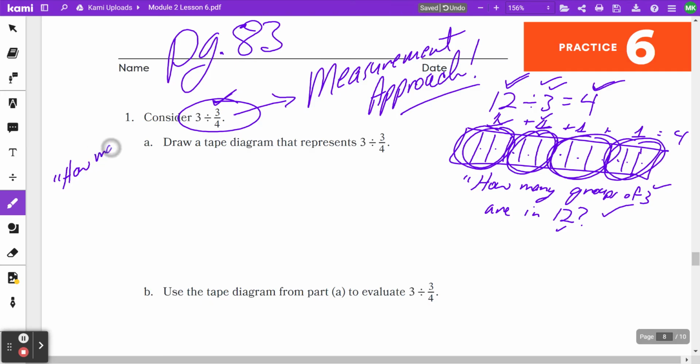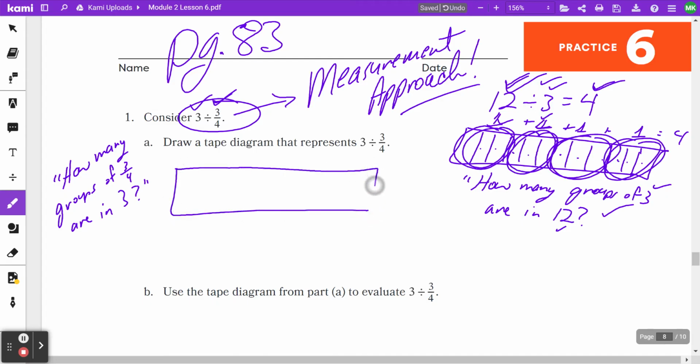So, how many groups of 3/4 are in 3? Question mark, end quote. Just like I started with 12 over here, I'm going to start with my 3 as my measurement approach. If I just split these like this, there I have 1 group, 2 groups, 3. So there's my 3.